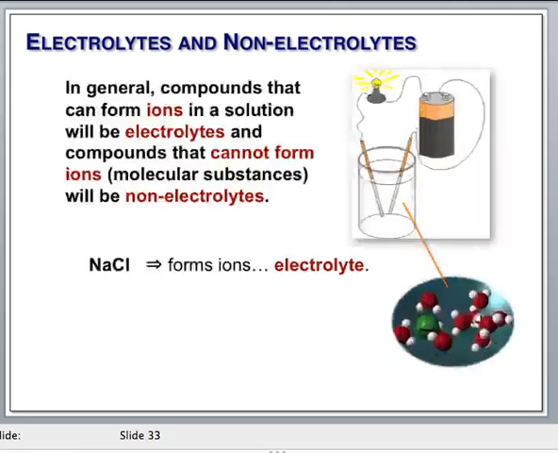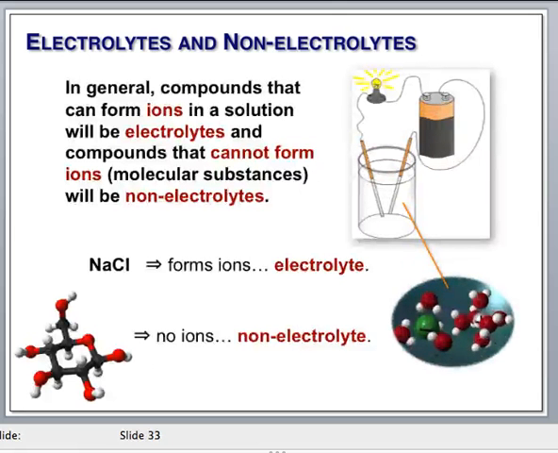The rule of thumb on electrolytes: if you're going to form ions, you will have a solution that conducts electricity. Something that forms ions is an electrolyte.